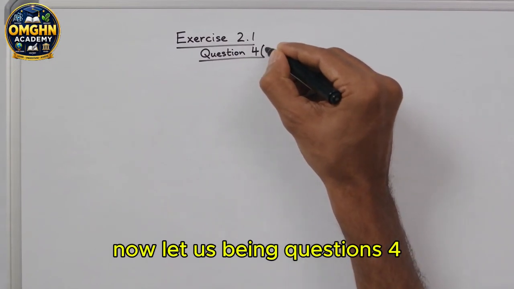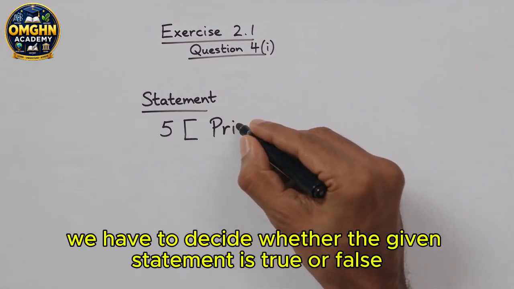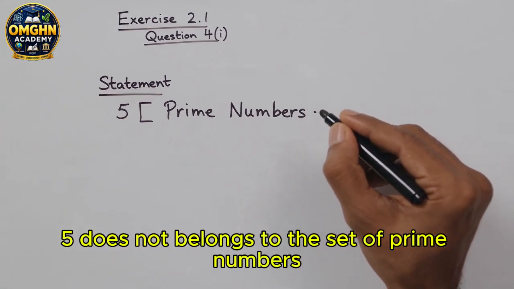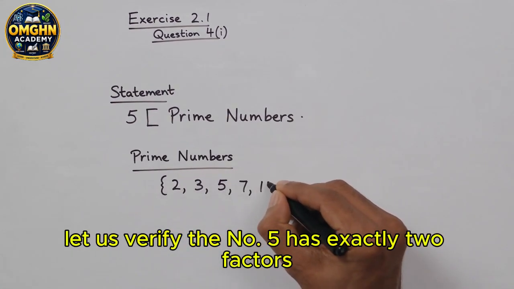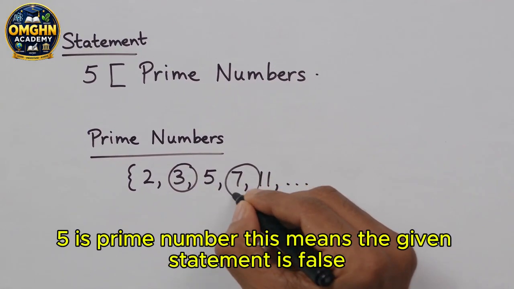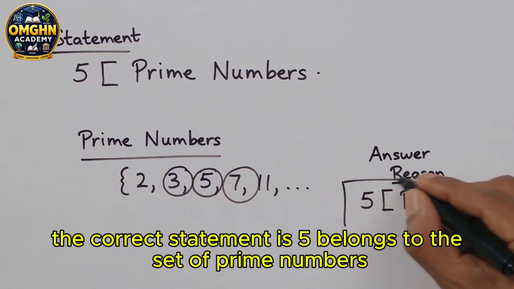Students, now let us begin question 4. We have to decide whether the given statement is true or false. Read the statement carefully. 5 does not belong to the set of prime numbers. Let us verify. The number 5 has exactly two factors, 1 and 5. Therefore, 5 is a prime number. This means the given statement is false. The correct statement is 5 belongs to the set of prime numbers.